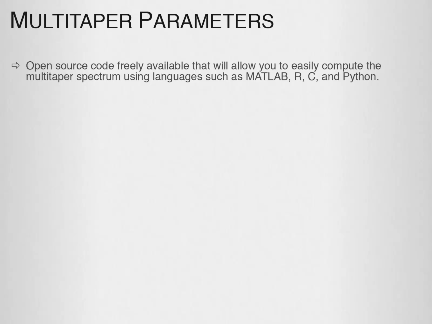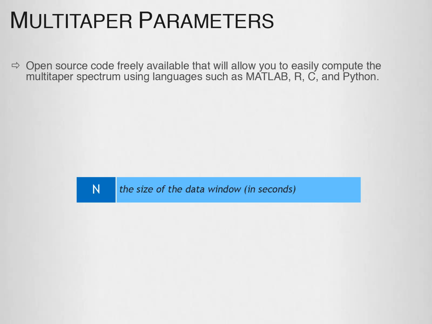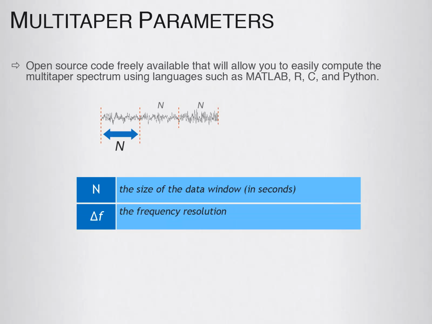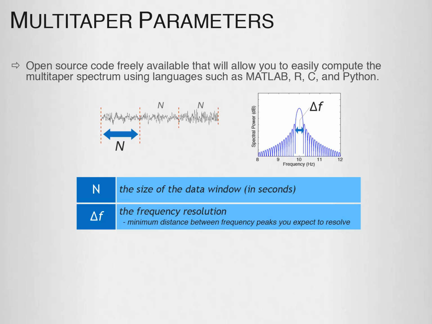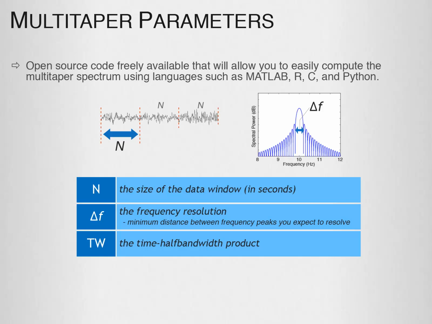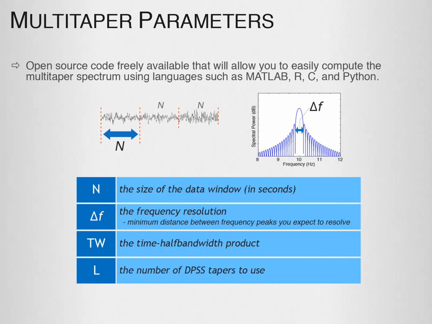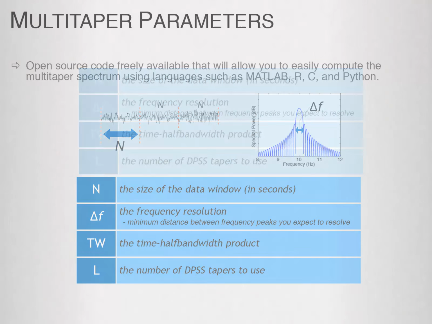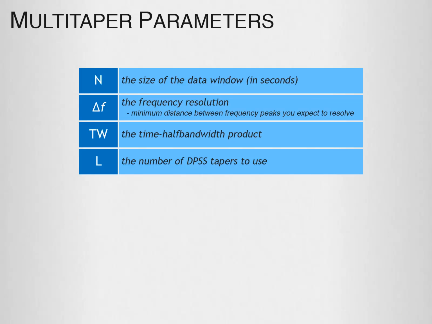These parameters are N, the size of the data window, meaning how many seconds of data do you want to assess at a time; delta f, the frequency resolution, which is the bandwidth of the main lobe and, as previously discussed, the minimum distance between frequency peaks you expect to resolve; TW, the time half bandwidth product; and L, the number of DPSS tapers to use. How do we figure out what these parameters should be?